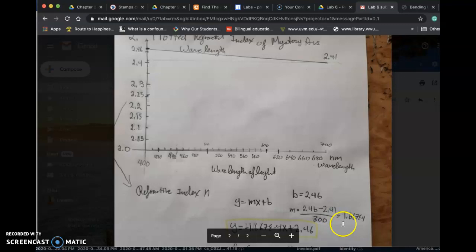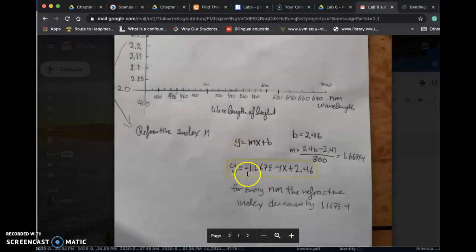And the result is 1.667 e minus 4 per nanometer, which is the refractive index change per nanometer. We can rewrite it as y equals negative 1.66 e minus 4 x plus 2.46. Now for every nanometer, the refractive index decreases by this amount.